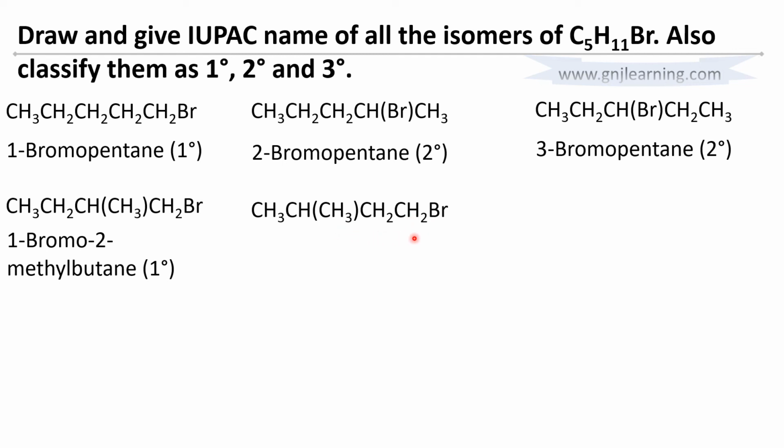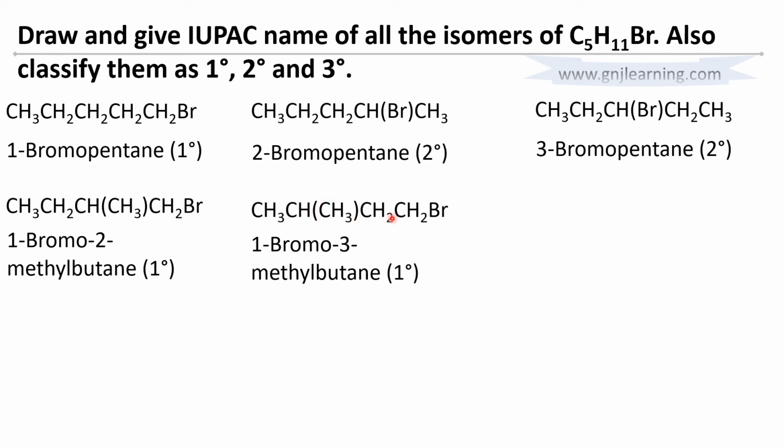So which should I take? I should take the numbering from here. So it is 1-bromo-3-methylbutane. Again it is primary. You cannot move CH3 further, because if I move it to here, then it will be this compound. So there is no other option for CH3 moving.